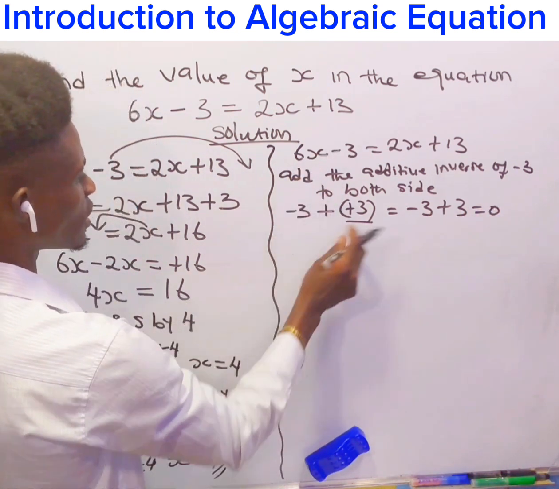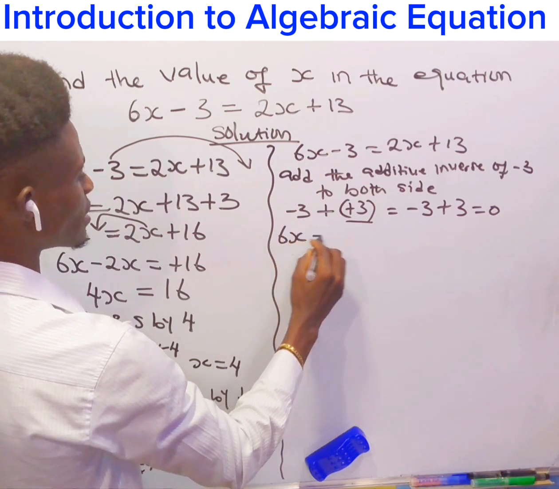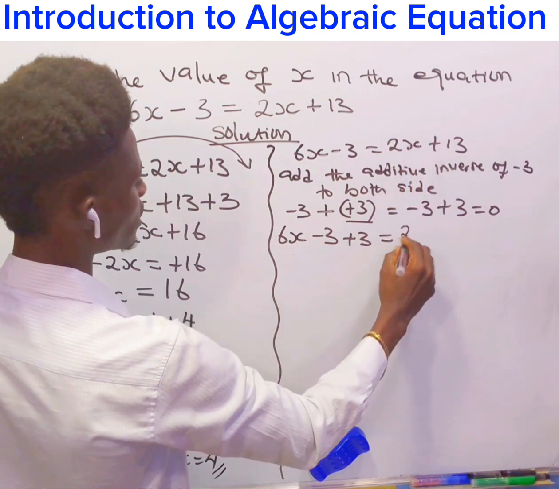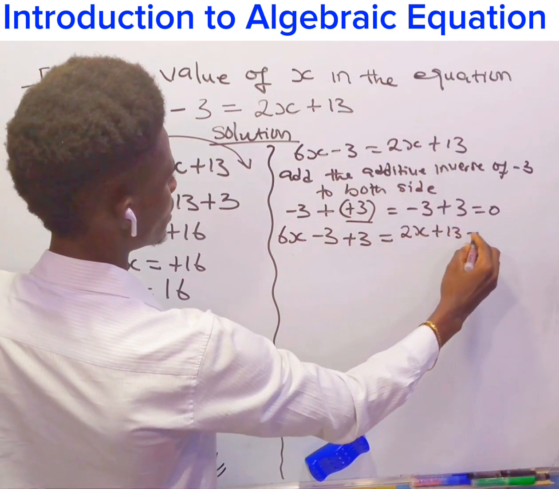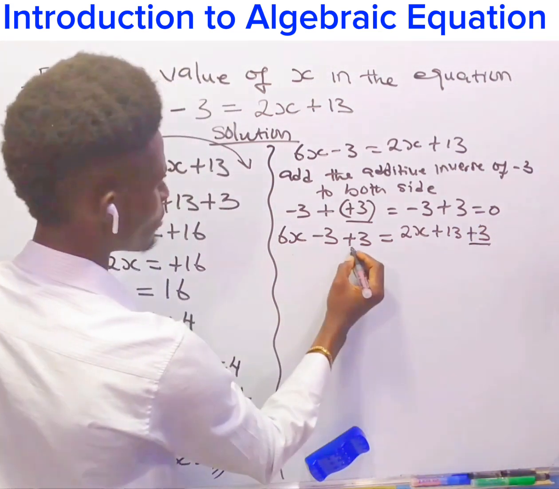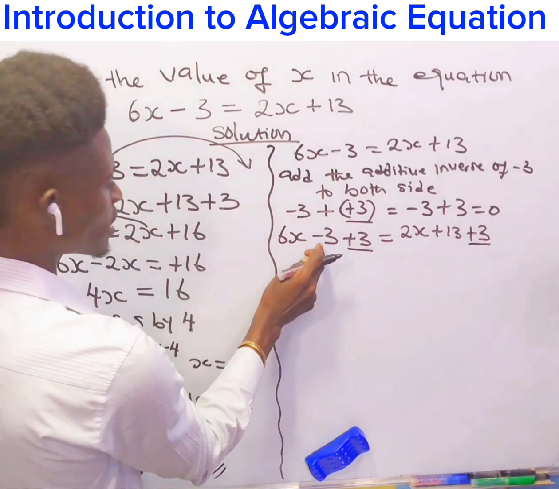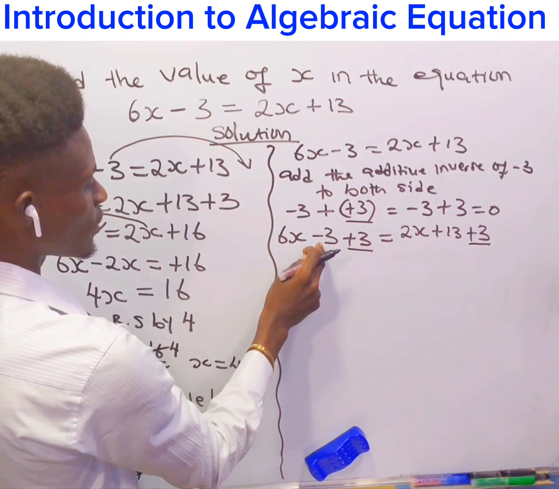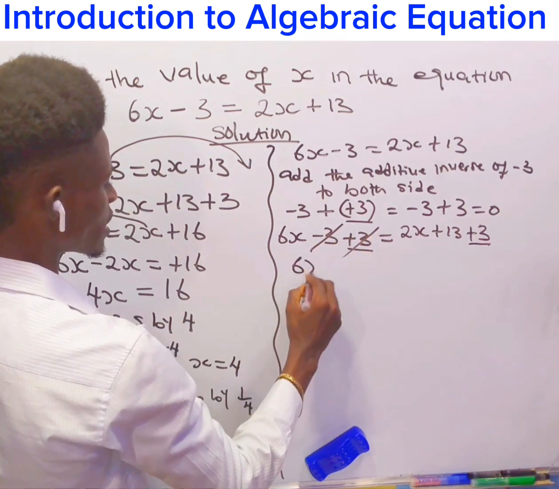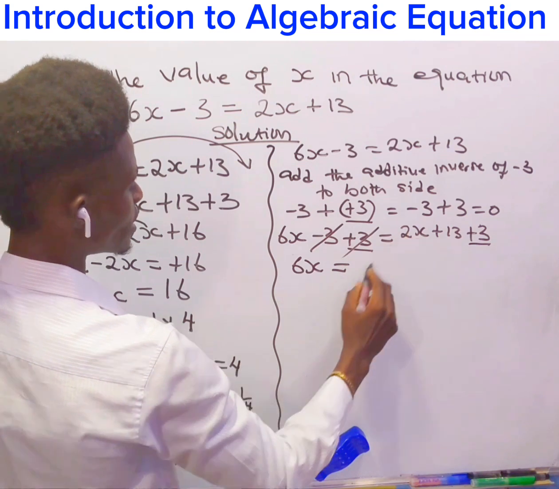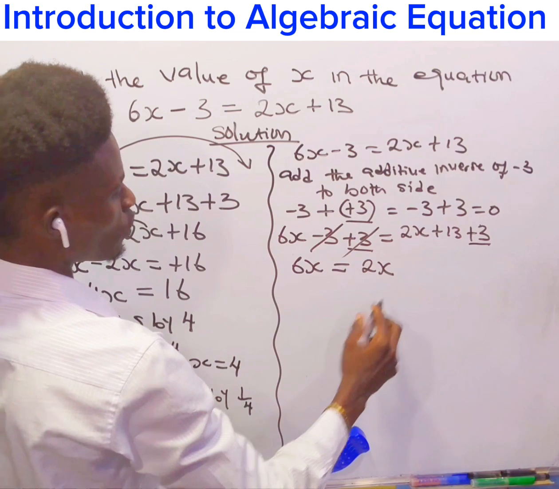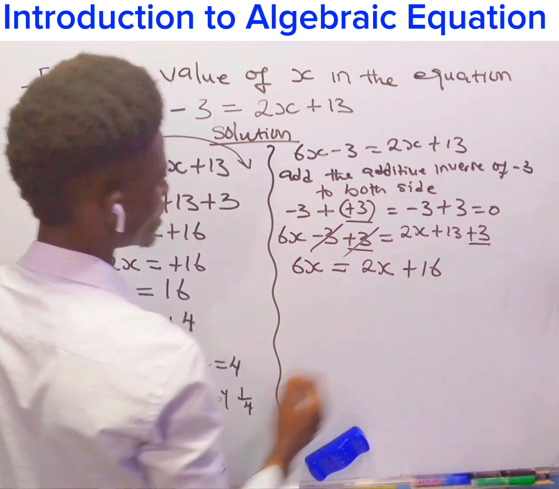So adding it here, which is positive 3, we have 6x minus 3 plus 3 is equal to, also add it on this side, 2x plus 13 plus 3. Positive 3 is our additive inverse. So positive 3, negative 3 becomes 0. So 6x will be equal to 2x. Positive 13, positive 3 will give us positive 16.